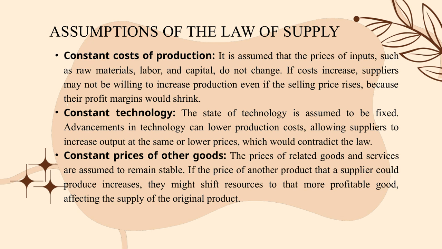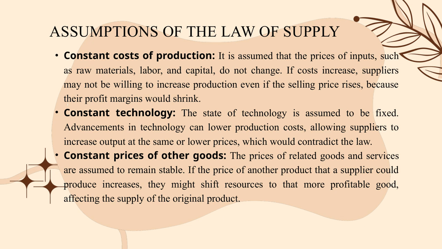Next, we assume that technology remains fixed. This assumption means there are no technological improvements that could lower production costs or make it easier to produce more. If technology advances, suppliers can often produce at lower costs or increase output without raising prices, which would go against the traditional law of supply.